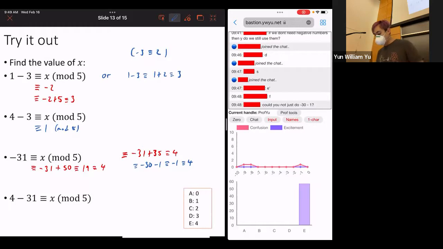Okay, and let's do one more of these basic ones. So what's 4 minus 31 equal to? So I'm walking forward 4 steps and then walking backwards around the circle, another 31 steps.